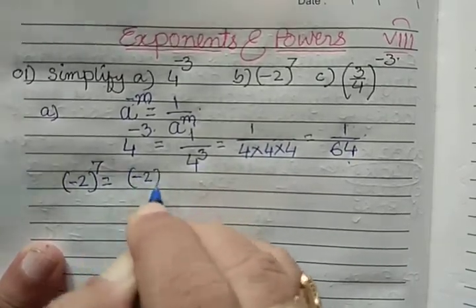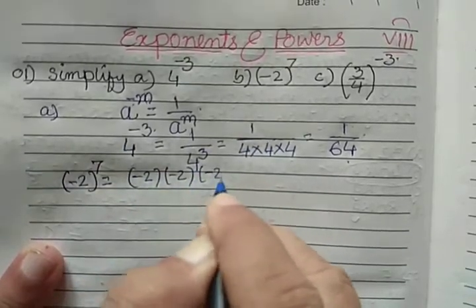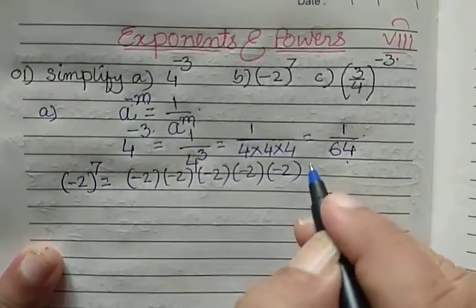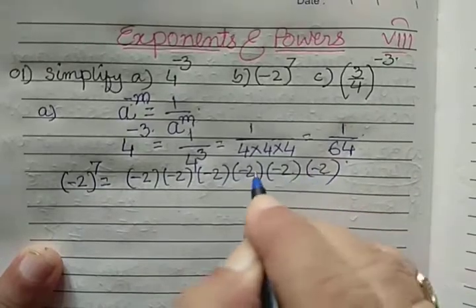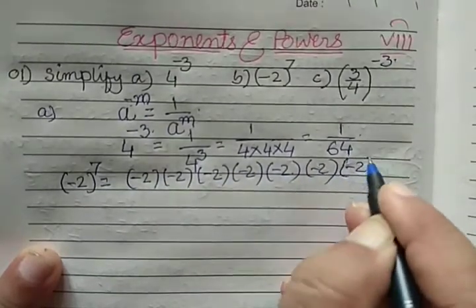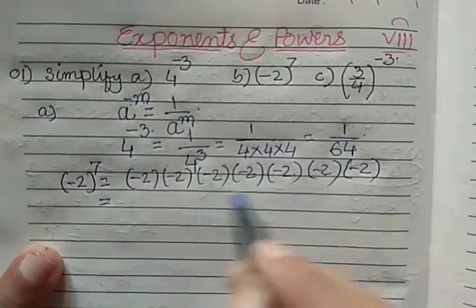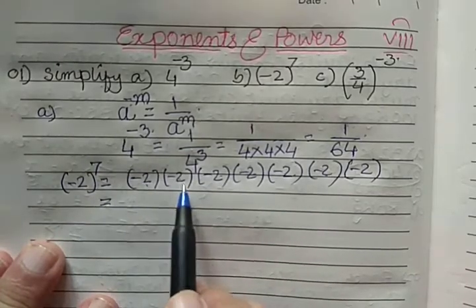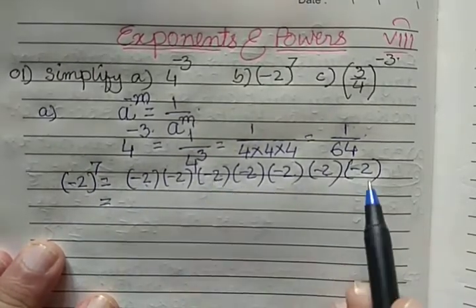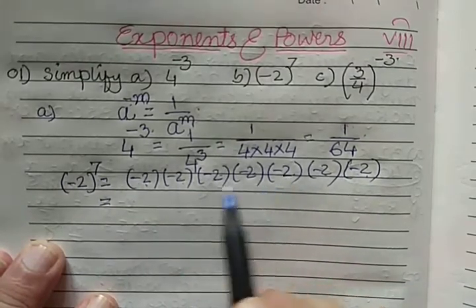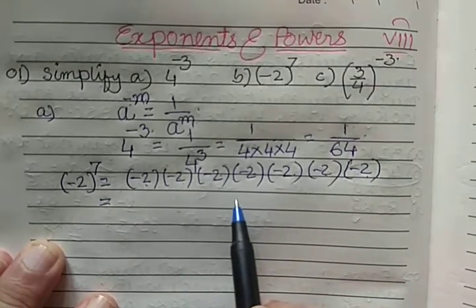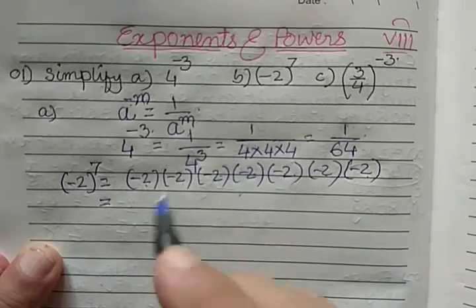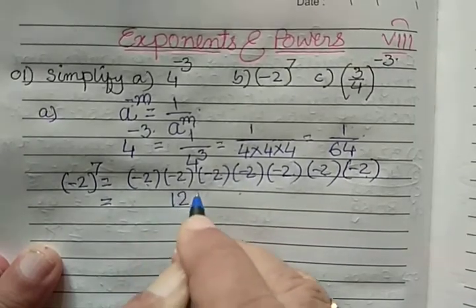Minus 2, minus 2, minus 2, minus 2, minus 2, minus 2, minus 2. Like this, you should write 7 times and you should multiply. 2 twos are 4, 4 twos are 8. So this also let us multiply 8. 8 eights are 64. 64 into 2, you get 128.